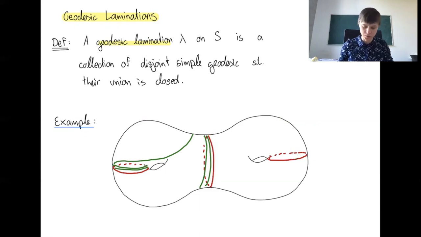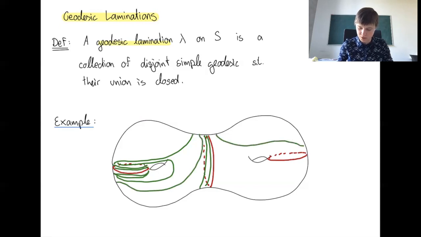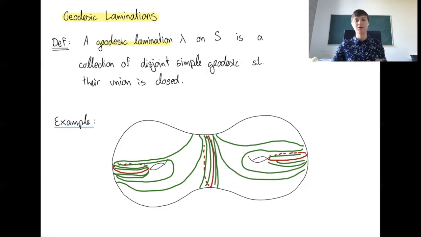So I could add more geodesics like this. For example, I could add one that goes from here to there and then spirals. I could add one that spirals like this, or I could also do that on the other side. Those all spiral towards the closed curves. And now at this point, I cannot add any more leaves, no more geodesics. And such a lamination is called maximal.